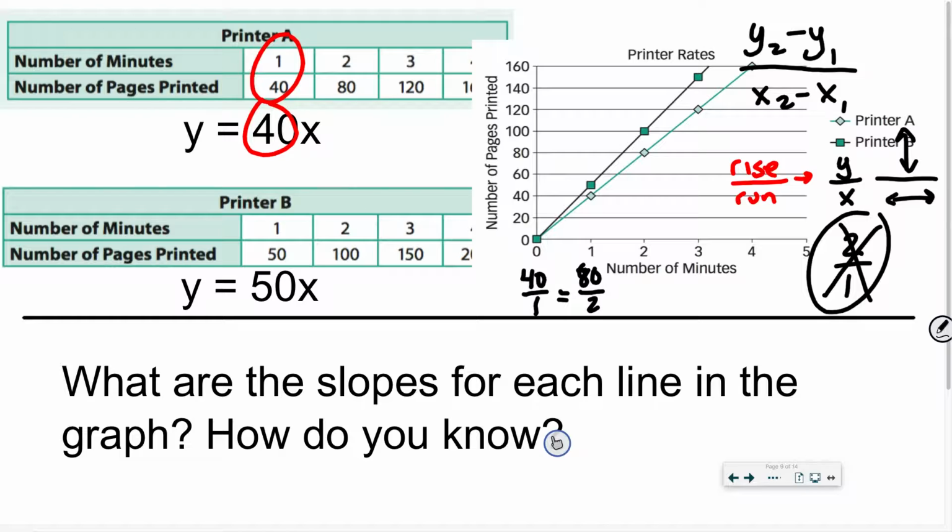So how can I get the slope of printer B if I needed to use my graph? I can use my rise over run again. What is my rise and what is my run for printer B? Your rise for printer B is 50, and your run is 1. Yeah, a rise of 50 and a run of 1. Which means for every 1 minute, 50 pages.